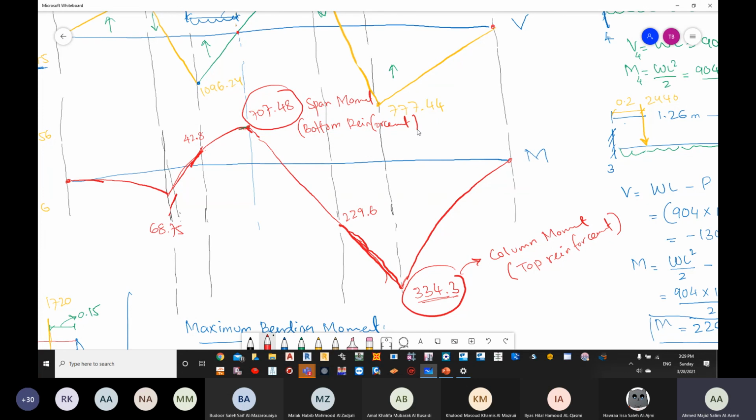How would you calculate them? You have 2 moments already. One at the face of the column, one is the span moment. You need to calculate K, Z, AS, and whatever to get your values of reinforcement, which are typical steps that I'll not go through.